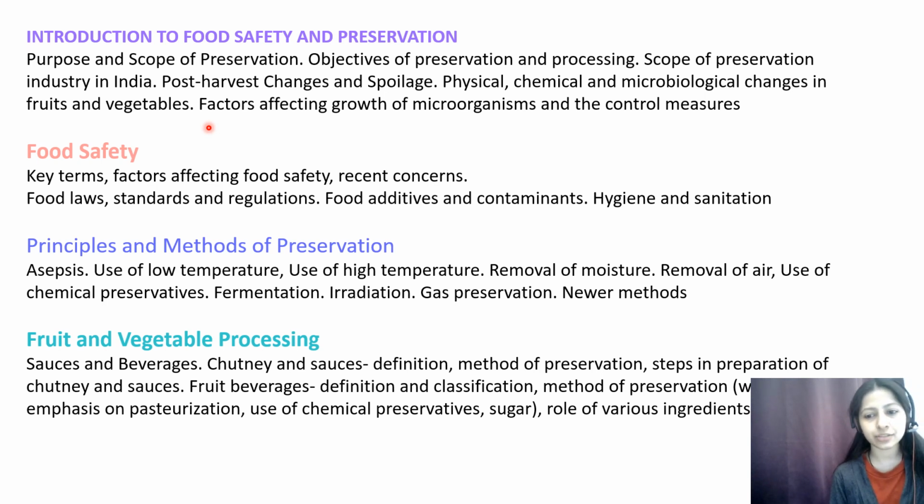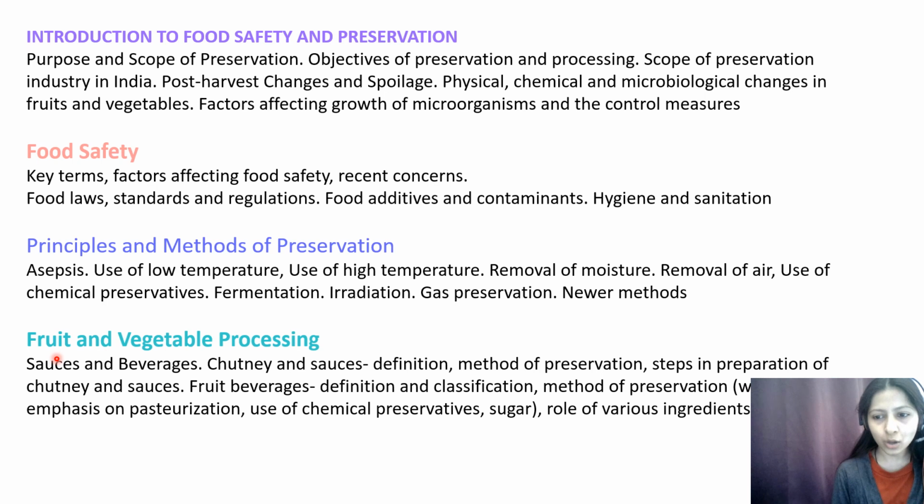Next, in food safety, the key terms of food safety, again the food law, standards and regulation, this part is again important. यहाँ से basically questions पूछे जाते हैं. Food additives, contaminants, hygiene, sanitation, principles and methods of preservation. So low temperature, कब low temperature use होता है, high temperature, moisture, how moisture is removed. Then what are the chemical preservatives which are added, in what quantity they are being added, this is also important.